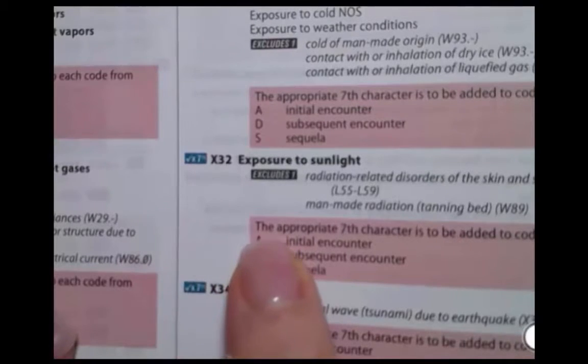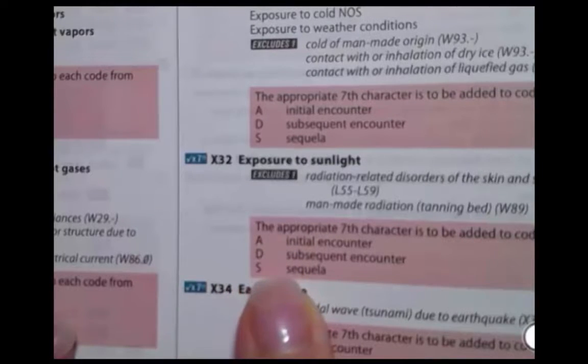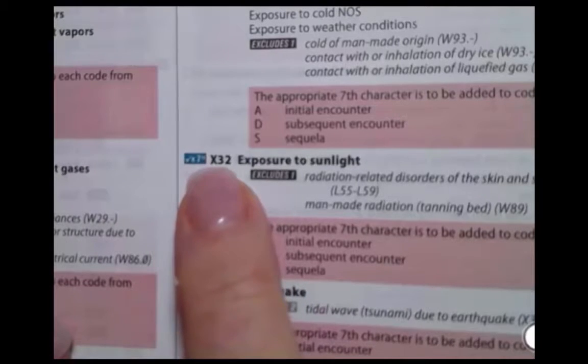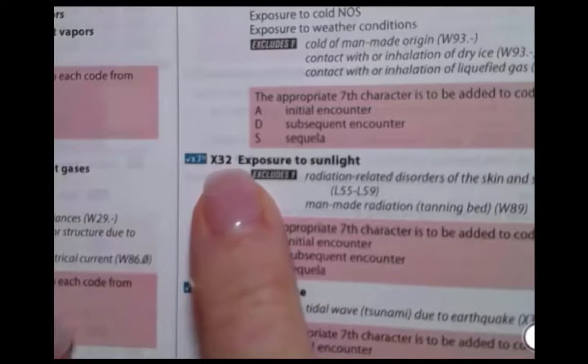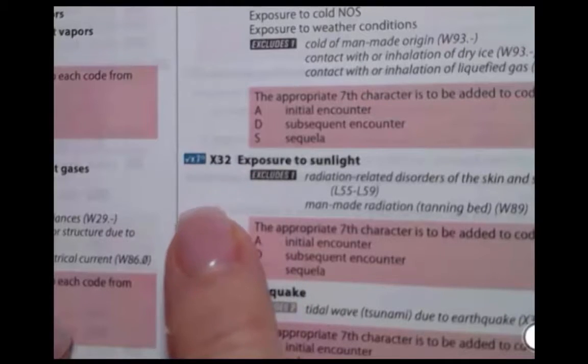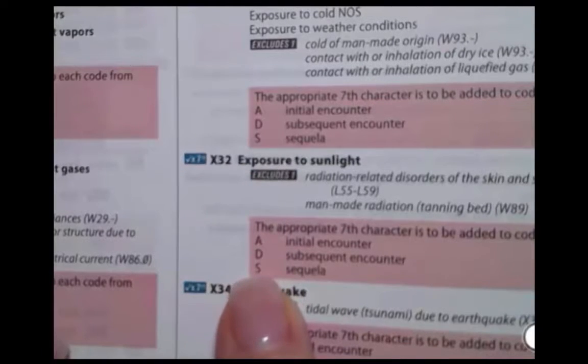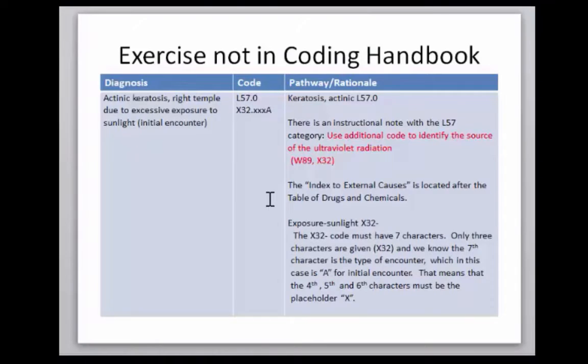And the 7th character is going to be our encounter, which I believe our documentation said it was an initial encounter. So our 7th character is A, but we have only 3 characters, X32, so we have 1, 2, 3. So then 4, 5, 6 are going to have to be X's, placeholders, for that 7th character, A, to be in place. And that's why you get this X32.XXXA.